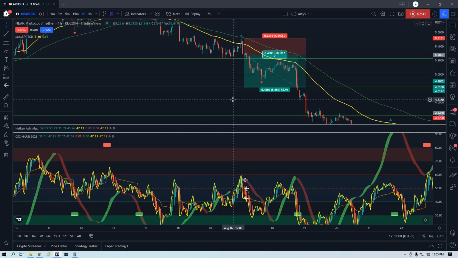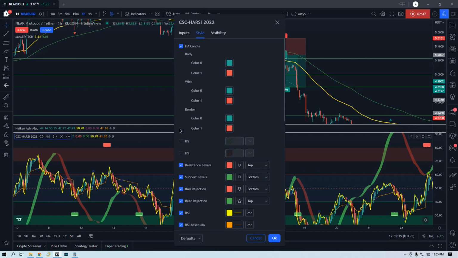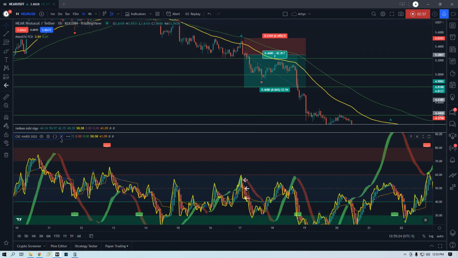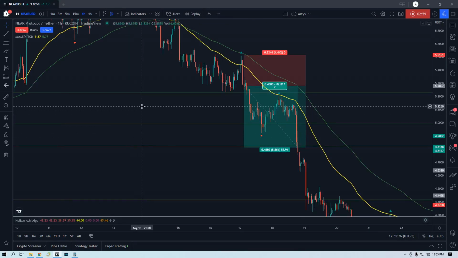Okay, sounds like a lot, right? But really, the CSC-HARSI has an RSI built into it, and the RSI also has an RSI moving average. With that, you can choose which type of moving average that you want to use. And as you can see on my screen, under the inputs tab, you'll see that you get to choose 8 different types of moving averages that are tied to your RSI. Okay. Now, so I'm going to delete mine from the screen.